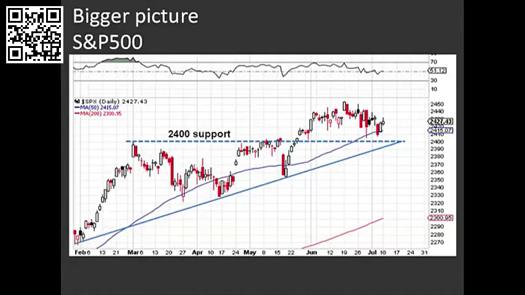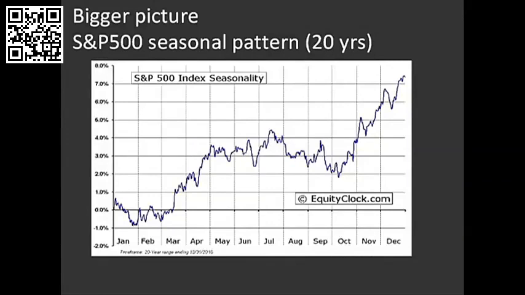But what I'm quite interested in here is looking at the seasonality on the S&P 500. I've got two charts here where we're going to look at the seasonal patterns that have been evident on the S&P 500 over a number of years. So this one is from equityclock.com, and if you're ever interested in seasonal graphs on different products and indices and what have you, go and have a look at this website. It's very, very interesting. They track seasonal patterns on all sorts of indices and products over a number of years.